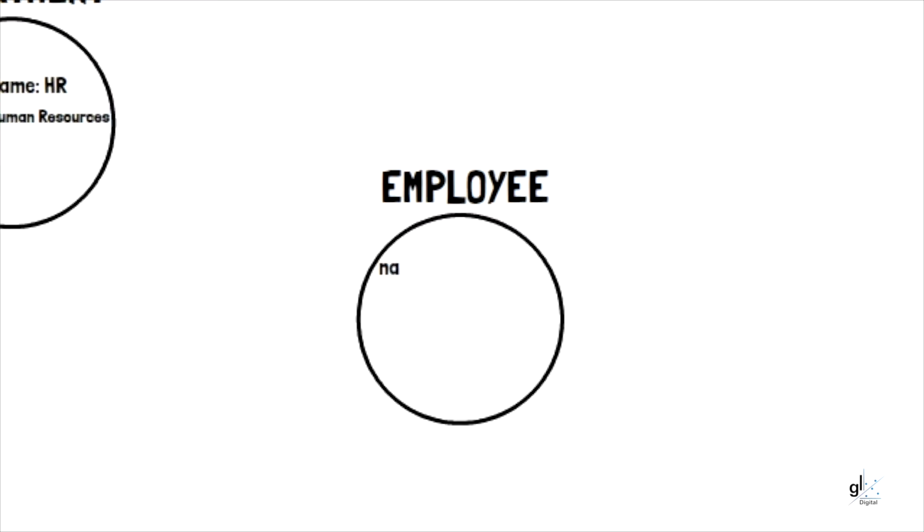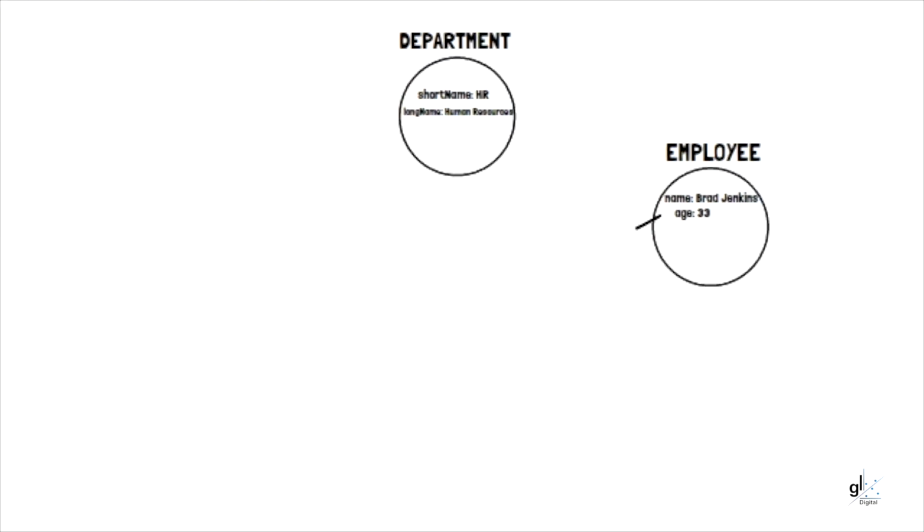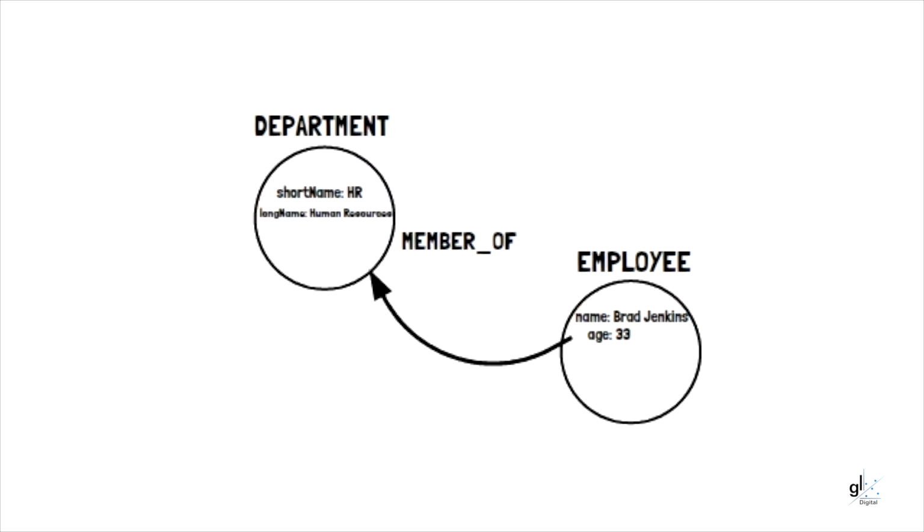This node is appropriately labeled employee. The employee node contains properties and relevant values representing the employee's name and age. Here we see our first relationship. This relationship explicitly shows that the employee, whose name is Brad Jenkins, is part of the HR department. This relationship is appropriately labeled member of.